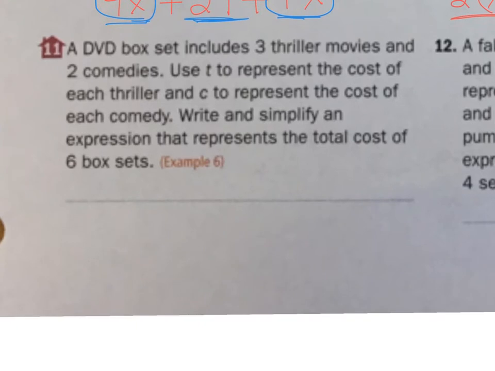Number 11, box set includes 3 thriller movies, not my cup of tea, and 2 comedies. I'd like those. So I have a box set equals 3 thriller and 2 comedies. Okay, that's 1 box set. Now, T is the cost of a thriller, and C is the cost of a comedy. So 1 box set would be 3T plus 2C. That's 1 box set.